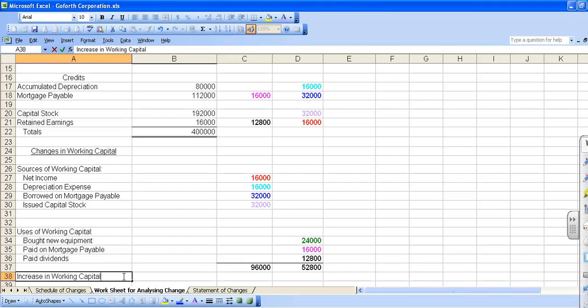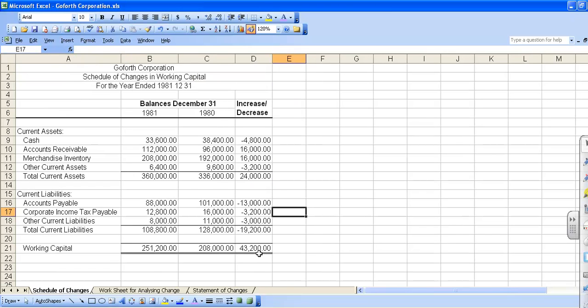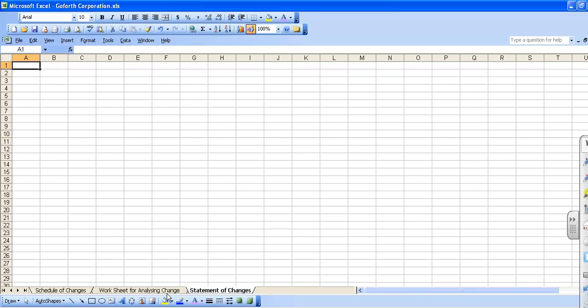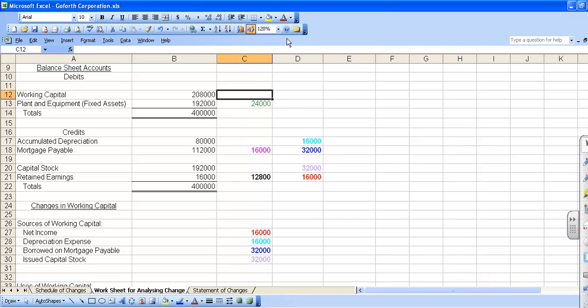And you can get that working capital from our schedule of changes in working capital. So if I flip back here, our increase in working capital in 1981 is $43,200. So I'm going to put $43,200 there. And I need to find another color for you. How about brown? That increase in working capital is going to go up at the top here where it says increase in working capital. 43,200.